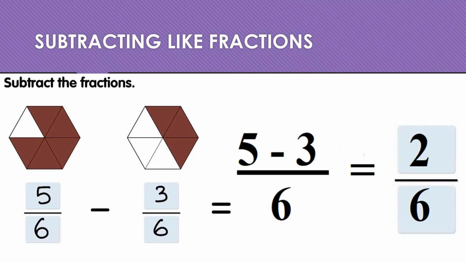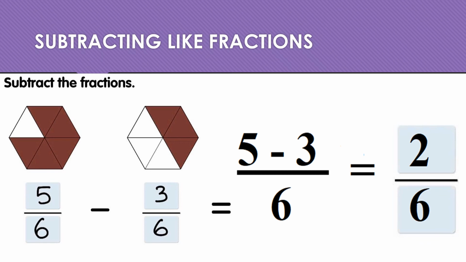Now similarly, we can subtract like fractions. Subtracting fractions also has the same rule. The denominators must be same. Given below are two hexagons that have been cut into 6 equal parts. In the first hexagon, 5 parts have been shaded, so the fraction is 5/6. And in the second hexagon, 3 portions have been shaded, so the fraction is 3 by 6.